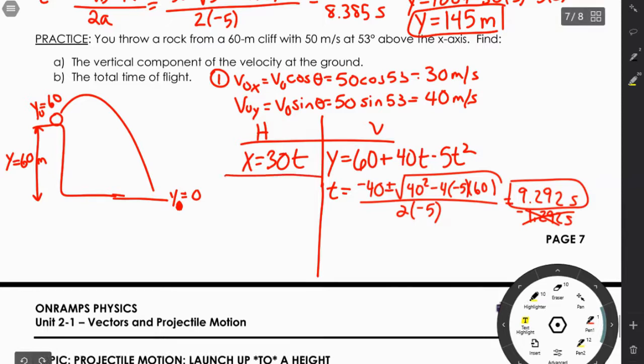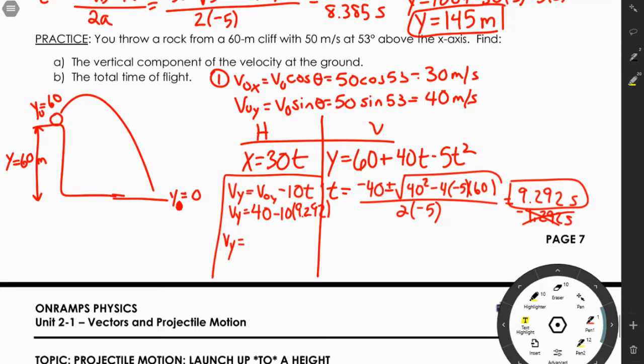We don't have to worry about the horizontal because they're not asking us for the range, but to find the y component of the velocity at the bottom, we're just going to do v0y minus 10t. So vy equals 40 minus 10 times 9.292. So vy is probably roughly 50, somewhere in there. And so it's going to be negative 53 meters per second. Okay, so that's our answer to part A.